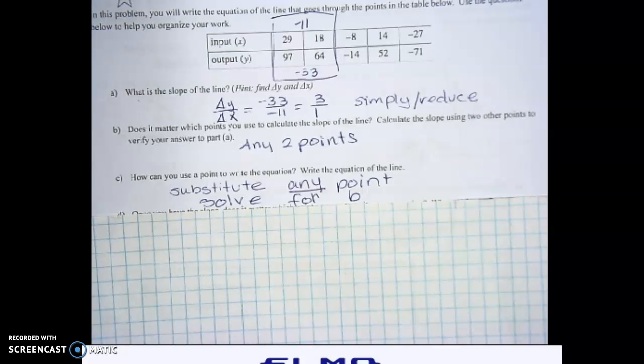The y. So you've got an x and you've got a y, and you know the m. So you're going to substitute those 3 numbers in, and you're going to solve for which variable? For b. You're going to solve for b. B is the only variable that's left, so you're going to solve for b.